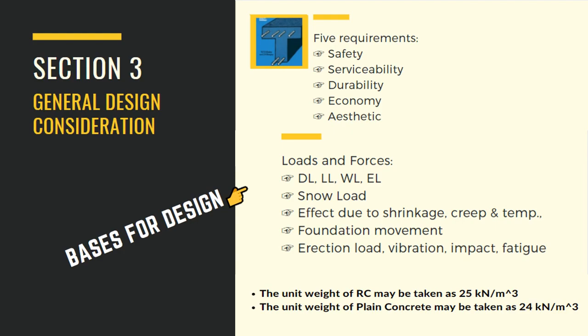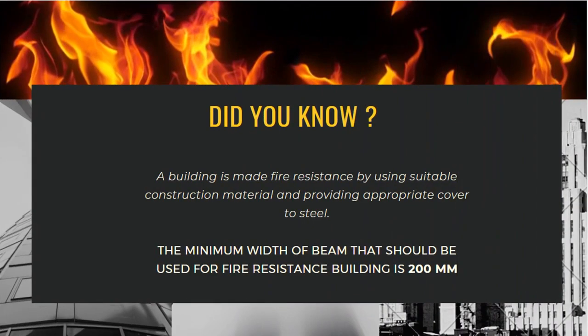Now let's learn facts on the fire resistance. A building is made fire resistant by using suitable construction material and providing appropriate cover to steel. The minimum width of beam that should be used for a fire resistant building is 200 mm. This is specified by the IS code.